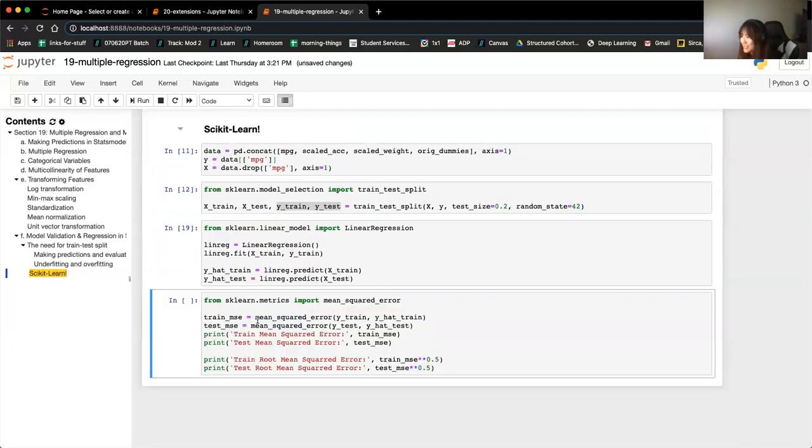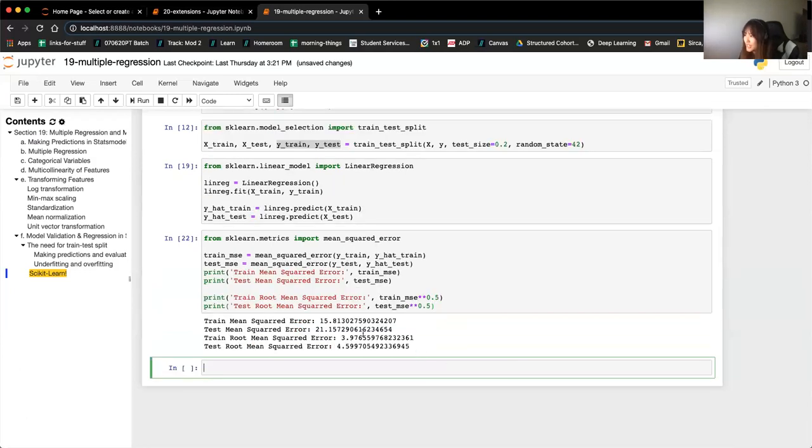To do this, you can see that sklearn has mean squared error, but not root mean squared error. So I'm going to do the square root down here. As you can see, I take it to the power of 0.5. For mean squared error, you can just feed it Y train and Y hat train, and it'll compute that error. And there we go. You can see that the train error is 15 and the test error is 21.